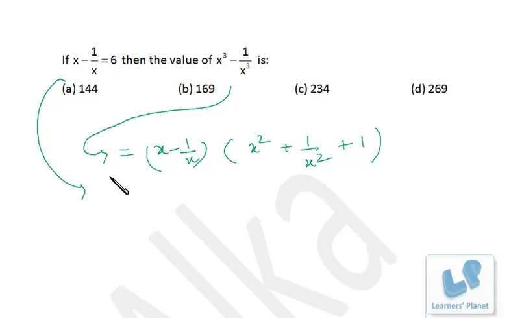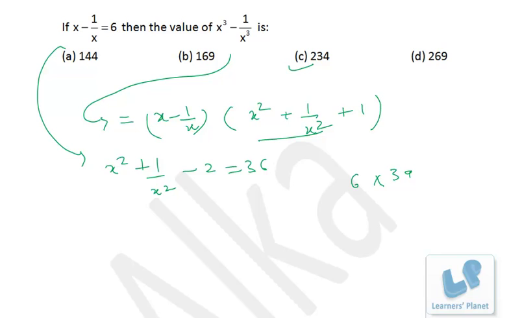See, x minus 1 upon x is 6. So if you square both the sides, what will you be getting? x square plus 1 upon x square minus 2 is equal to 36. Okay. I squared this on both the sides: x square plus 1 upon x square plus 2, minus 2 into x into 1 upon x. So that will be 2 and that is 36. So x square plus 1 upon x square is 38. Right. So this is 38 plus 1, 39, and x minus 1 upon x is 6. So precisely your answer is 6 into 39. So that is 240 minus 6, or that's 234. Okay.